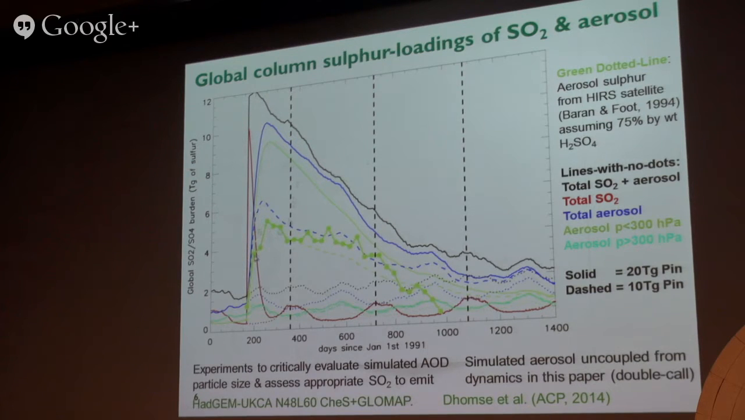So we see, and these we're showing the HIRS measurements of sulfate aerosol, so the derived aerosol burden here to compare against the model. And we can see that with the 20 teragram run, we're getting way too much sulfur into the aerosol, whereas the 10 teragram injection is in good agreement with the evolution. So in these experiments, the aerosol was uncoupled from the dynamics, but I'll go on to show some results from those follow-on experiments where we radiatively couple and we quantify the dynamical interactions that result from the aerosol heating.